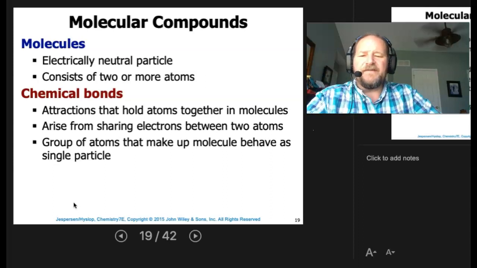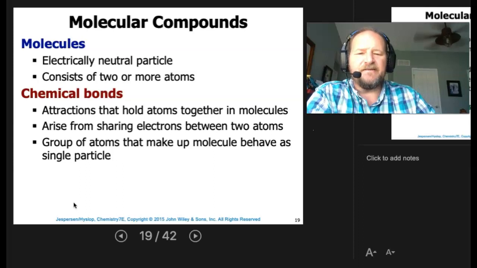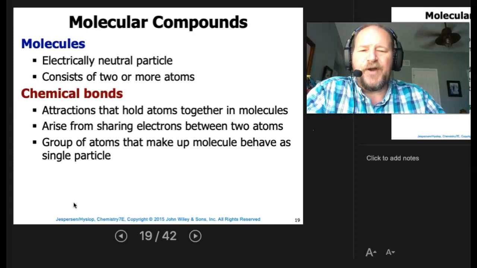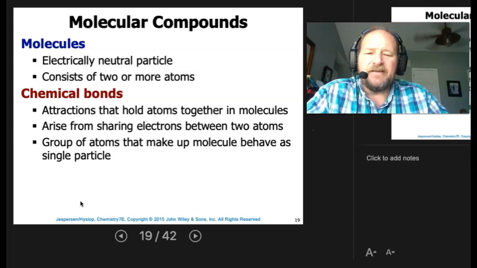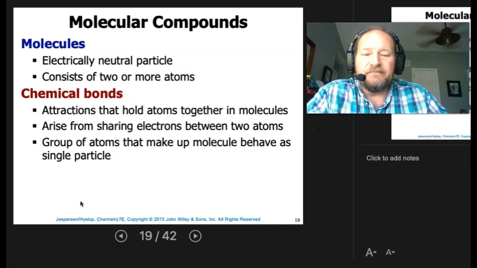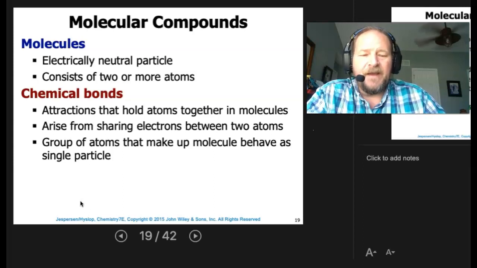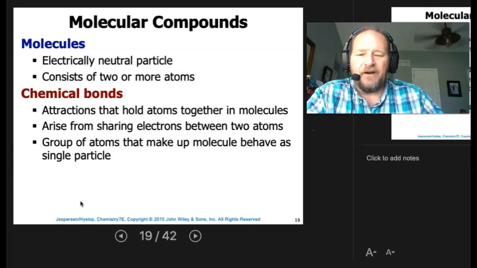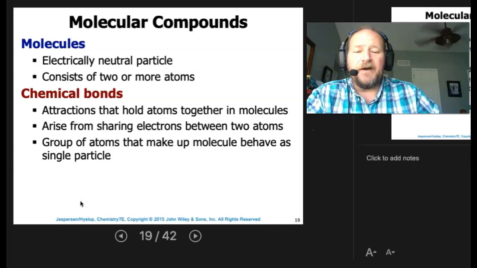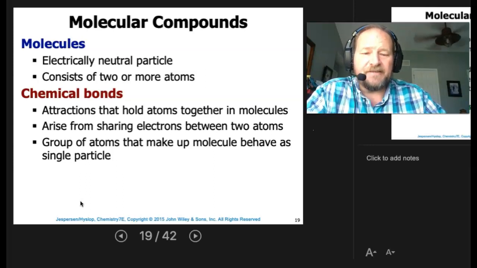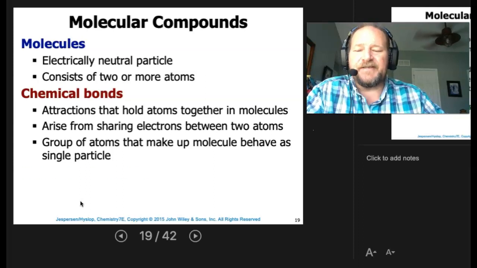Now, a group of atoms that make up a molecule behave as a single particle. So this is not a repeating array of ions. Okay? That's a big difference. So we're not looking at necessarily the smallest number based on the whole number ratio. Right? What we're looking at here is a definite edge. So these atoms are connected to each other, and so they have a start and an end point for our molecule. Now the molecules could form a never-ending array, that could happen, but in a general sense, we have a definite molecule and it stops there.